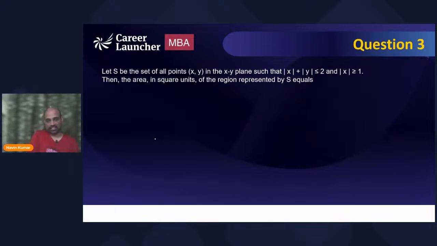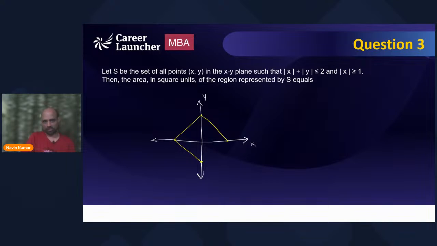So we have already seen the graph of mod x plus mod y is equal to 2, right? It is a rhombus and especially a square, right? Which passes through (0, 2) and (0, -2) on the y-axis, and on the x-axis, it's (2, 0) and (-2, 0), right? Since it is talking about less than or equal to 2, we are talking about all the region that lies inside it. Now, we are done with this part.